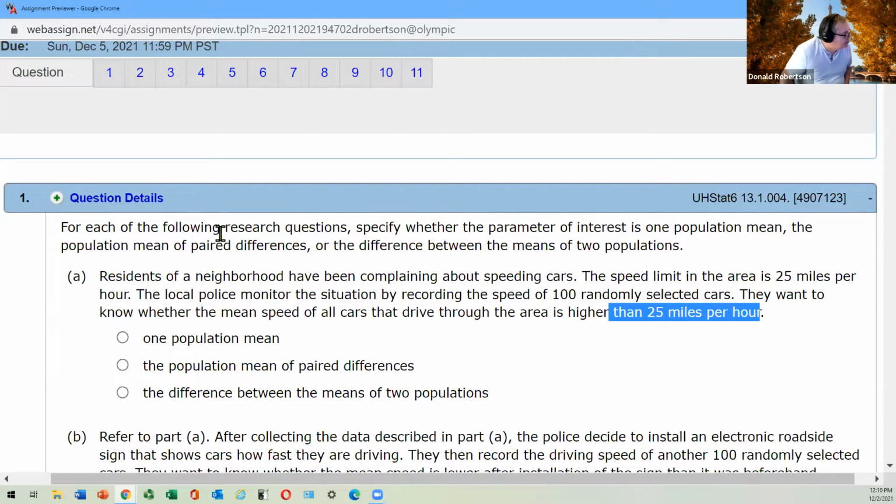So in each of these questions, what is the parameter of interest? The parameter of interest here is one population mean. I guess I would have said, isn't the parameter of interest here the mean speed of all cars on that street? Something like that.